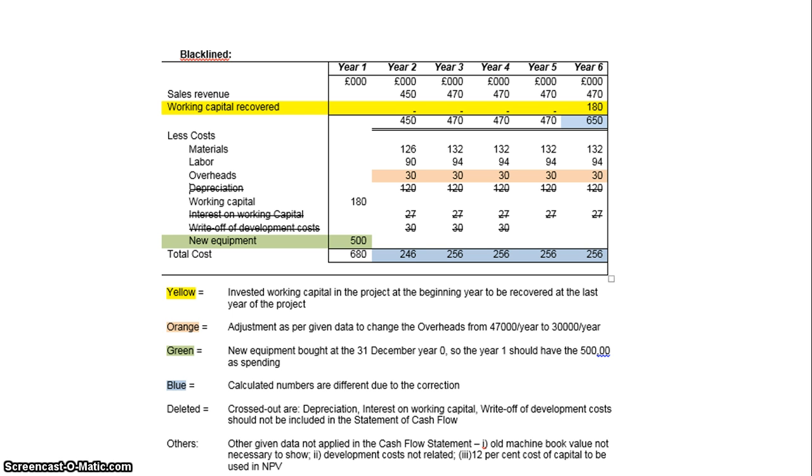So for A, prepare a corrected statement of the incremental cash flow arising from the project. Where you have altered the assistant's figure, you should attach a brief note explaining the alterations. So that's exactly what you see on the screen.